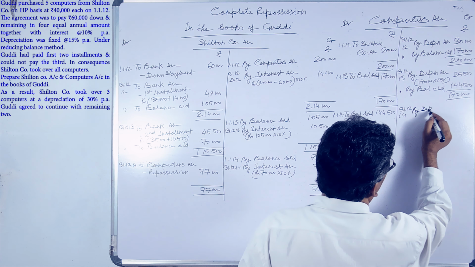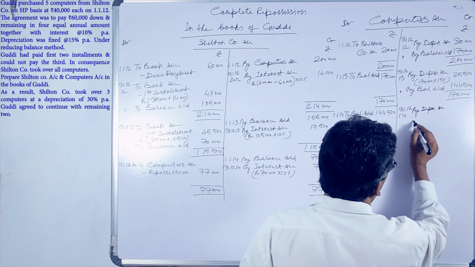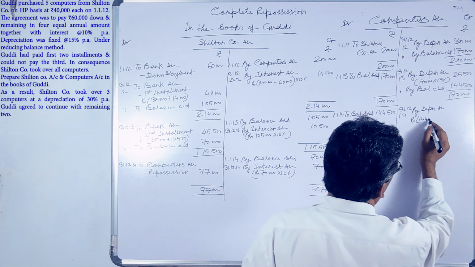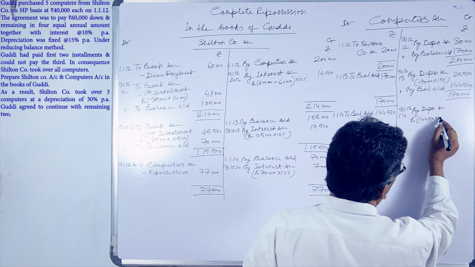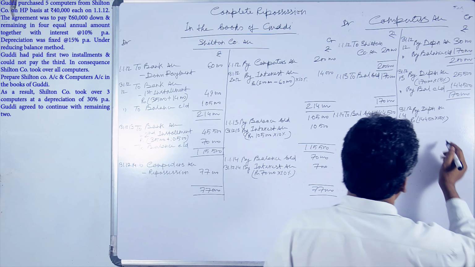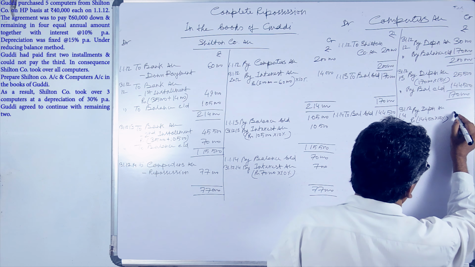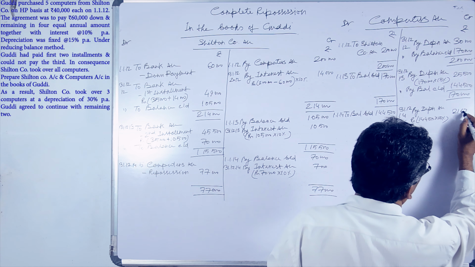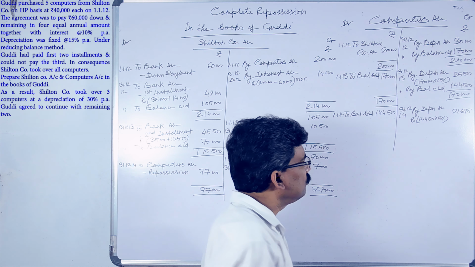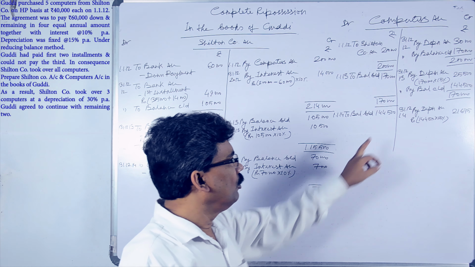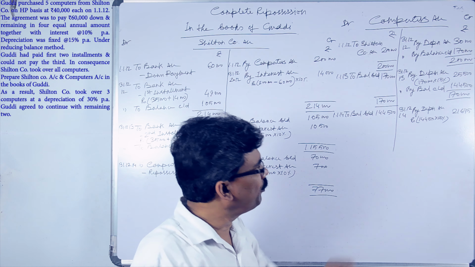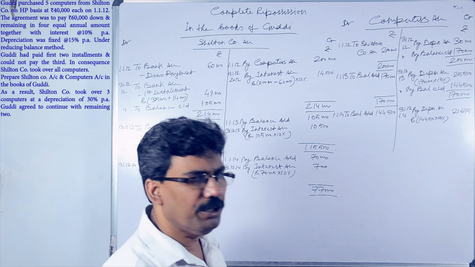By depreciation account. It is to be calculated in this way: 1,44,500 into 15%, it is 21,675. This is the opening balance, and on that opening balance, 15% is the rate of depreciation, and the depreciation is coming 21,675.